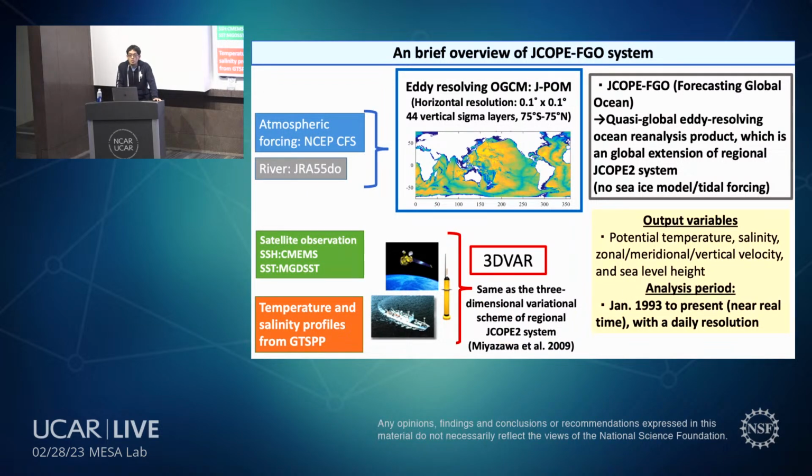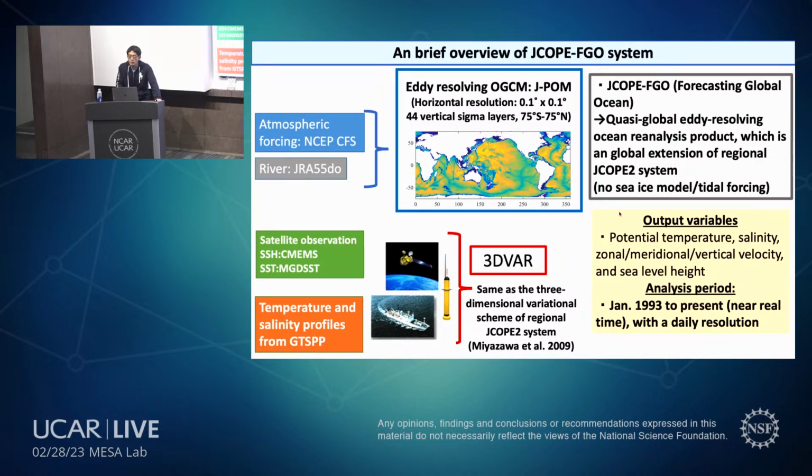This slide summarizes an overview of our system. This system, which we named JCOPE-FGO, Forecasting Global Ocean, is a semi-global eddy-resolving ocean product, which is a global extension of the regional system. This system provides estimates of 3-dimensional temperature, salinity, velocity, and sea level fields from January 1993 to present with daily resolution.